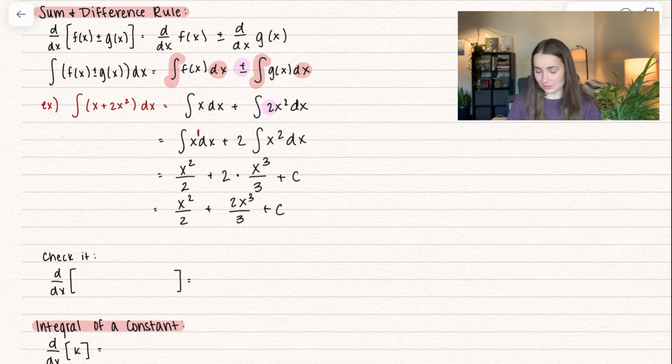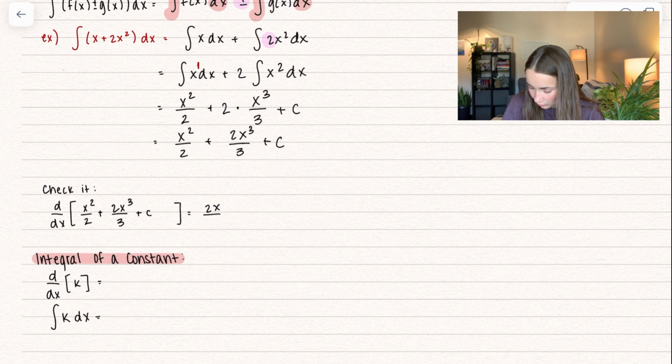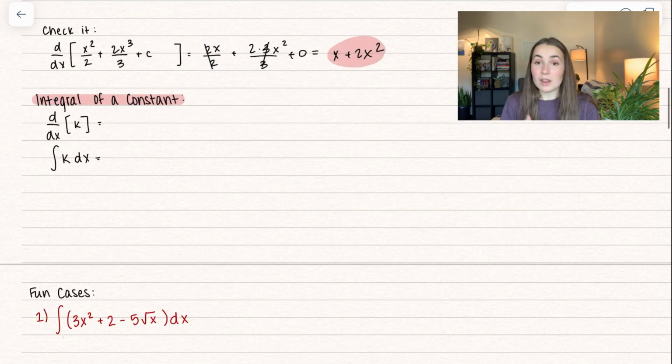So let's go ahead and check it out to make sure this is actually our final solution. When we do that, we bring down that power and subtract 1 from it, and then all the scalars remain the same. So that simplifies out to x plus 2x squared. And of course, we want to make sure that matches. So this, of course, matches with what we were originally integrating. So we are good to go. That's our solution. We have one more basic rule here.